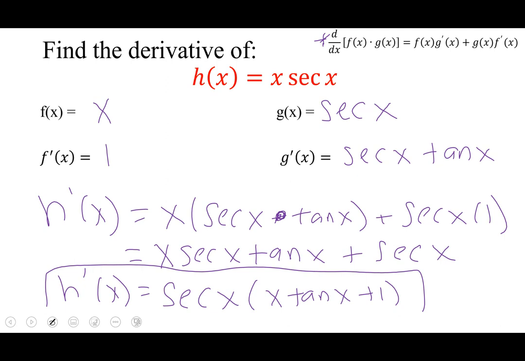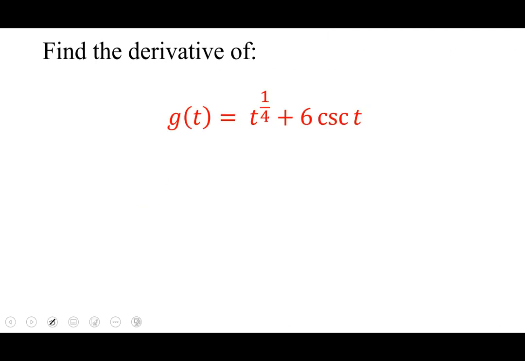It does make sense not only to reduce your number of terms in the answer, but also to factor when possible. And again, just make sure you know that this is secant times tangent. A little trouble with the T for tangent is sometimes you get confused and write it as an addition. So sorry about that. Okay, take the derivative of g of t equals t to the 1/4 plus 6 cosecant of t.